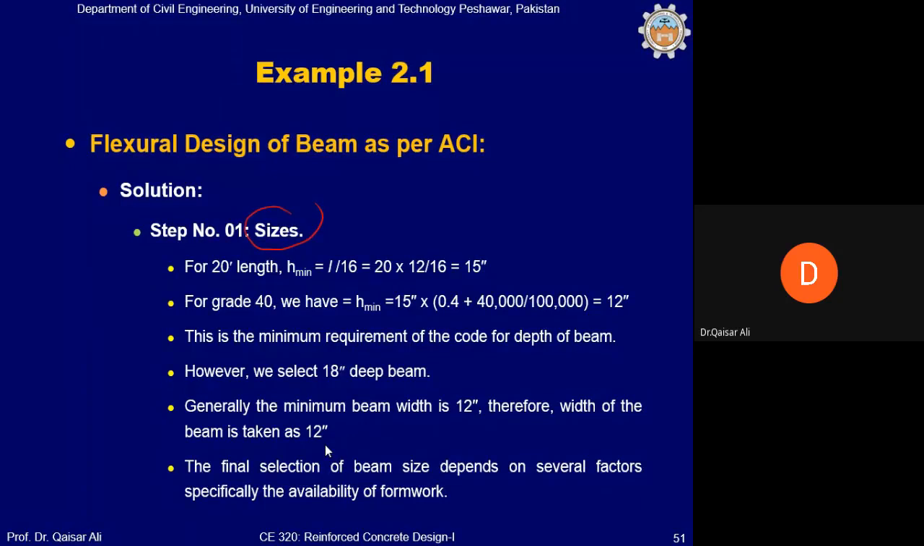There is another advantage of taking more width, and that is that you have more space for placement of bars. It means wide beams will be better than narrow beams, because if you select a beam width of less than 12 inch, then it will be very difficult to place the reinforcement inside the beam, because of 1.5 inch on one side, 1.5 inch on the other side, then stirrup diameter. So you will be left with very small space for placement of reinforcement.